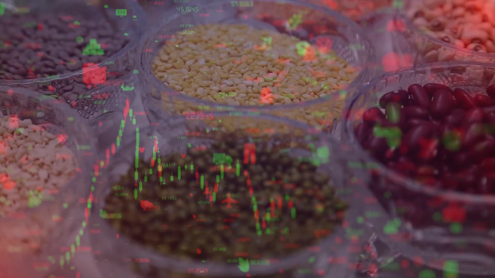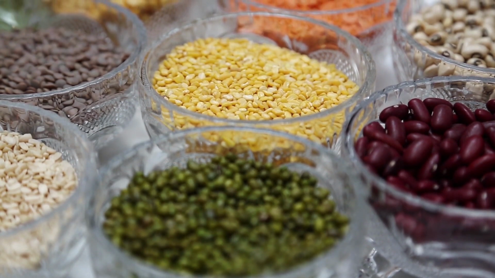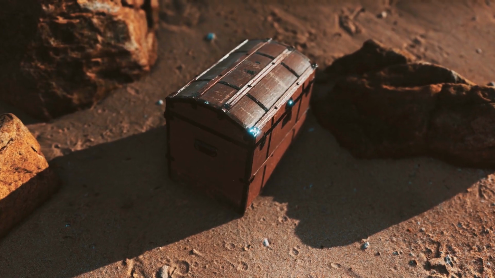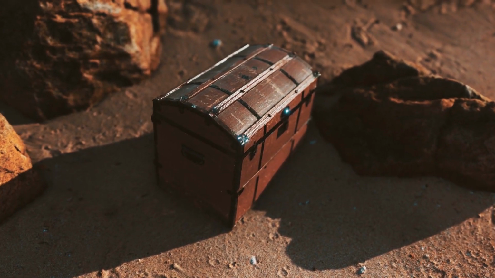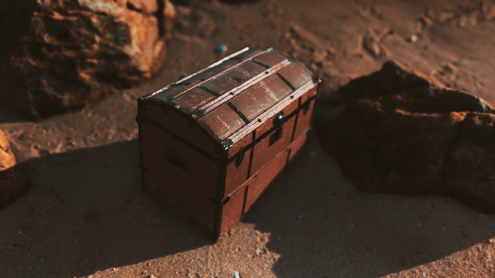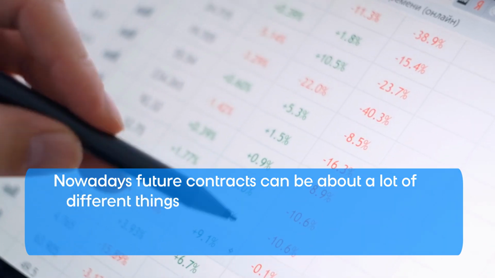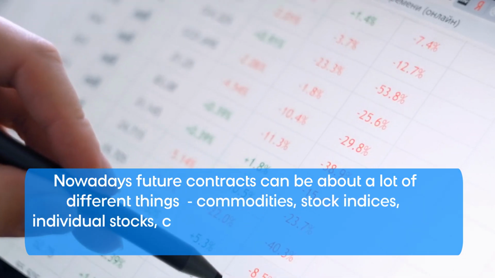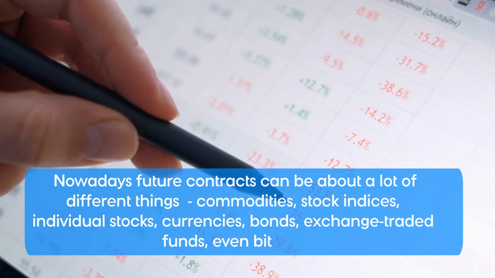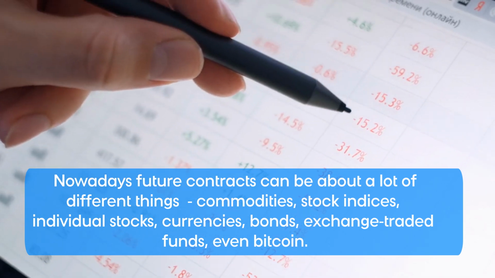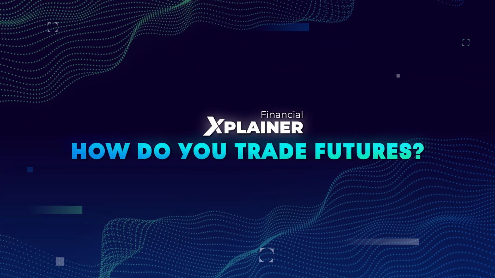Historically, first futures were concluded about commodities: rice, corn, wheat, cotton, gold. No wonder, those were the things that mattered to our ancestors. But nowadays future contracts can be about a lot of different things: commodities, stock indices, individual stocks, currencies, bonds, exchange-traded funds, even Bitcoin, you name it. How do you trade futures?